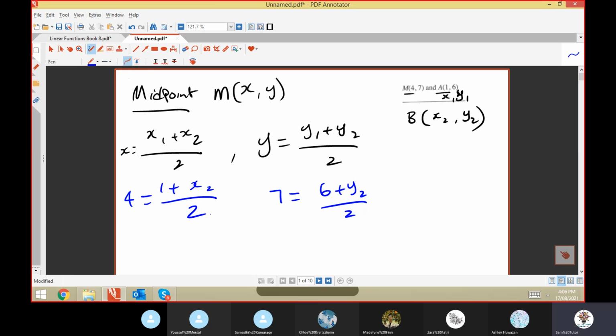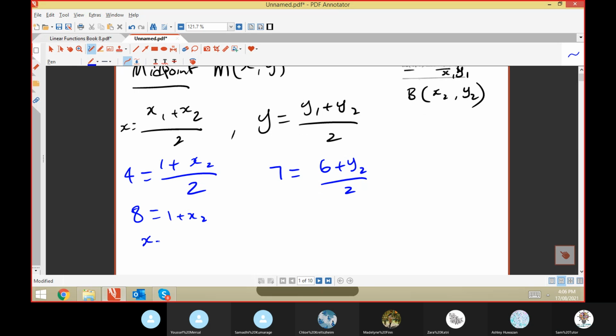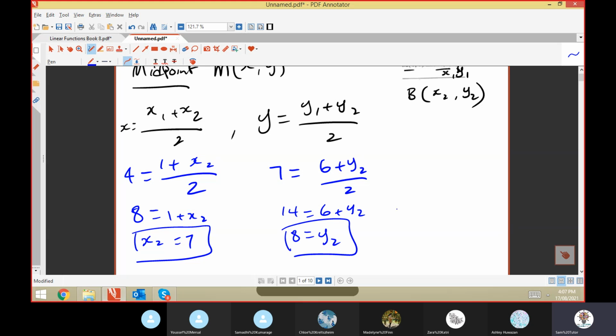Times it by 2, and then obviously take away 1. You agree with that? So it's algebra work, basically. After that, it's just algebra. 6, you subtract it. So what would B equal? Well, that's 7 and 8.